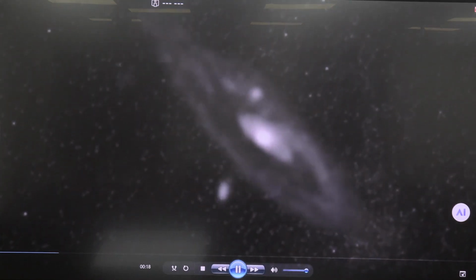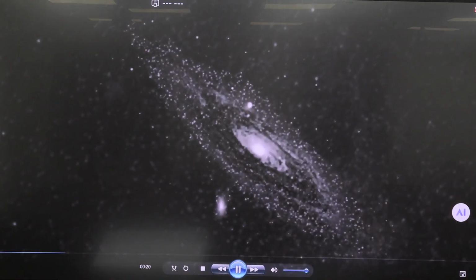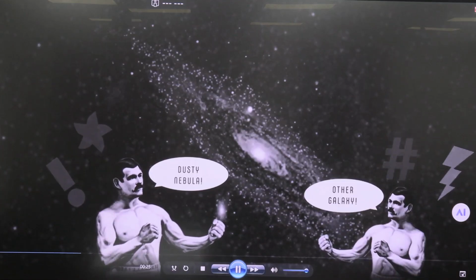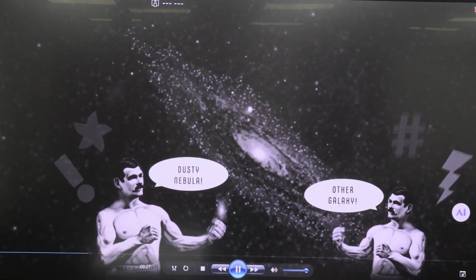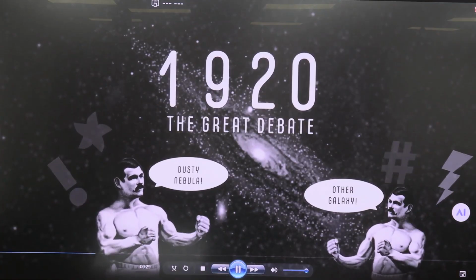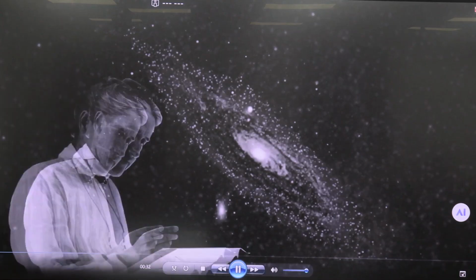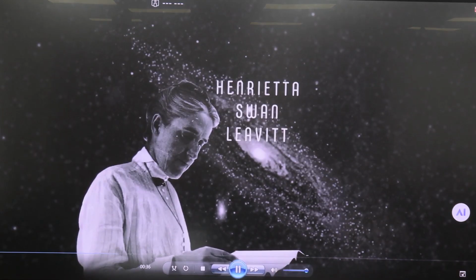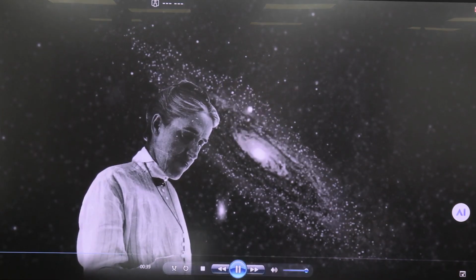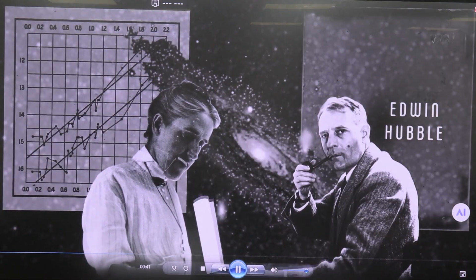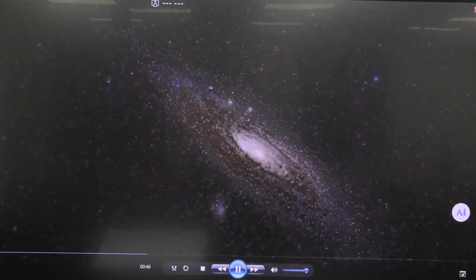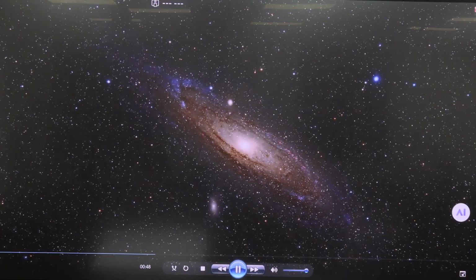Even with telescopes, we can barely see little fuzzy spiral shapes in the sky. And we wondered what exactly they were. Dusty nebulas? Or other galaxies entirely? There was a great debate about the issue. Ultimately, Henrietta Swan Leavitt's work on distances to stars enabled Edwin Hubble to prove that the largest fuzzy spiral shape in the sky was actually a galaxy entirely separate from Earth, the Andromeda Galaxy.